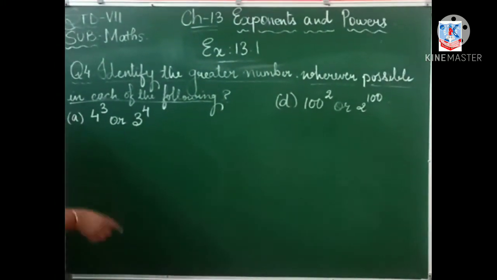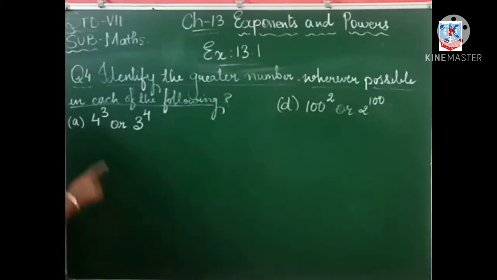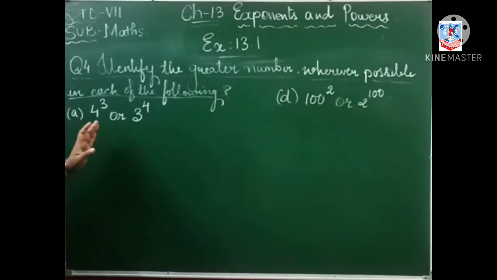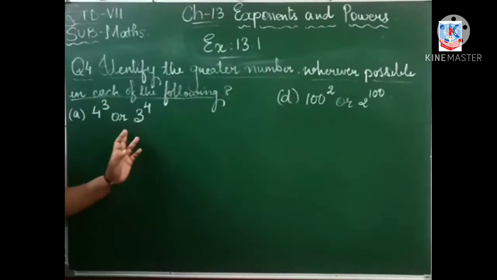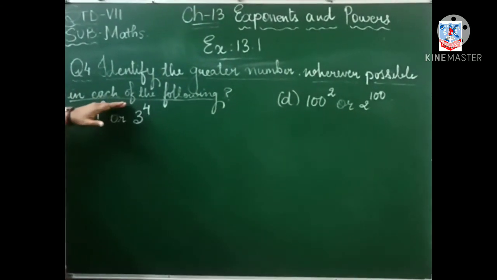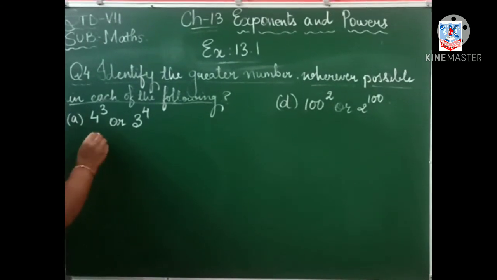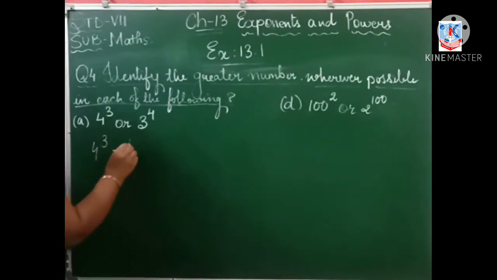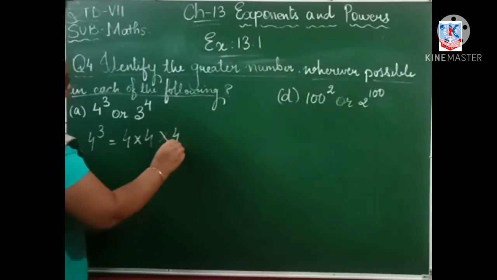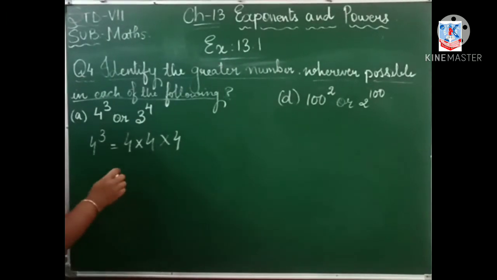Question number 4. Identify the greater number wherever possible in each of the following. Our first question is 4 raised to the power 3 or 3 raised to the power 4. 4 raised to the power 3 means 4 is to be multiplied 3 times. That is 4 into 4 into 4. 4 4s are 16, 16 4s are 64.